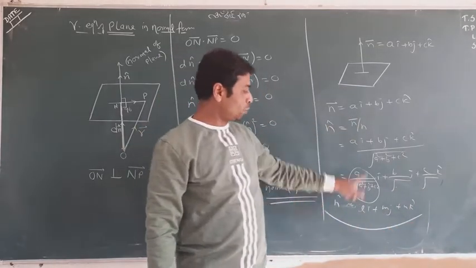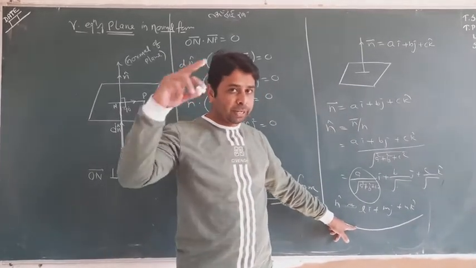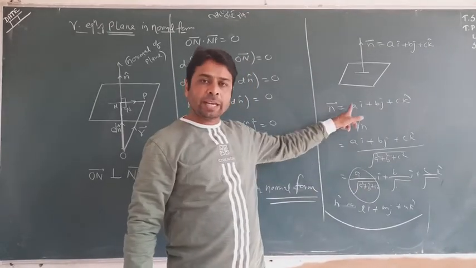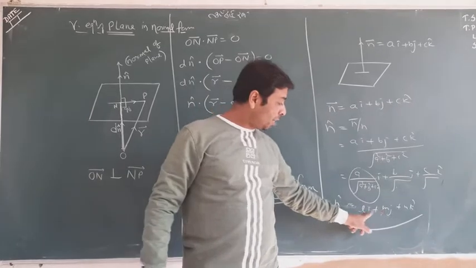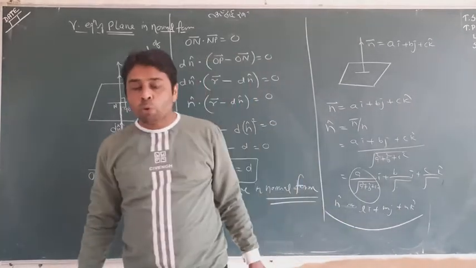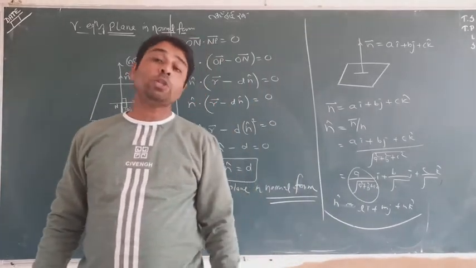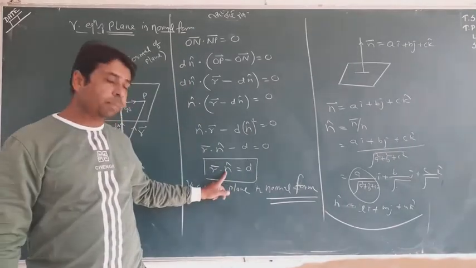Now compare these two things and fix in the mind that only n contains the ratio of the normal of the plane, and n cap contains the direction cosines of the normal of the plane. So that is a very important thing, that this n cap is what?